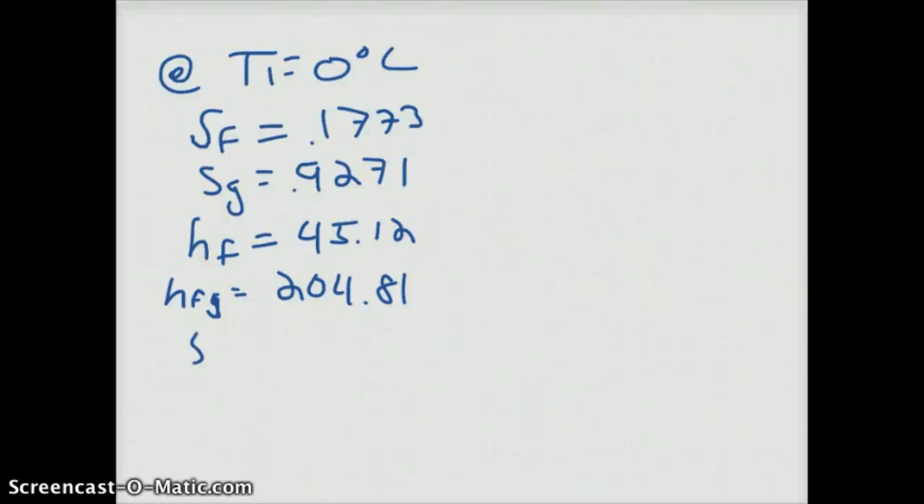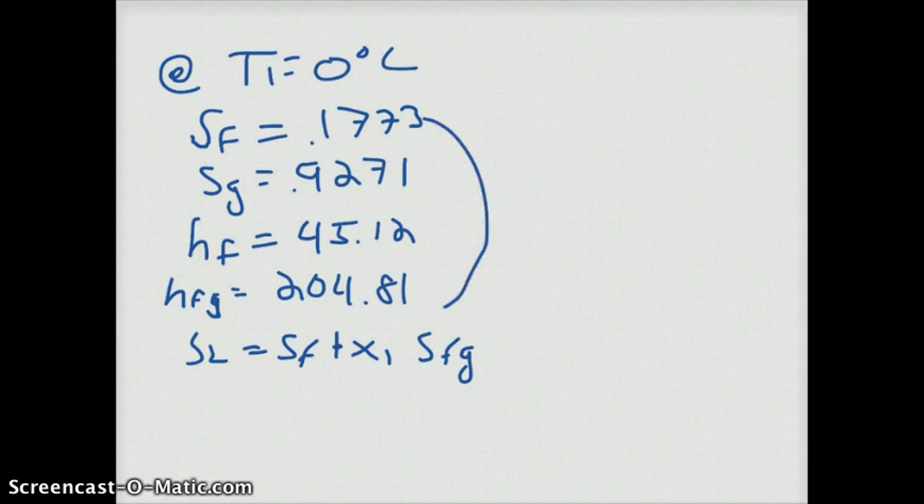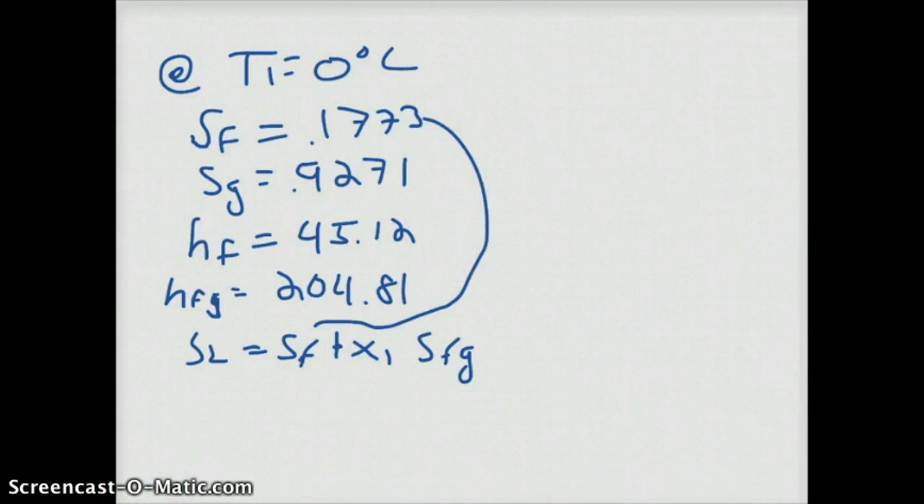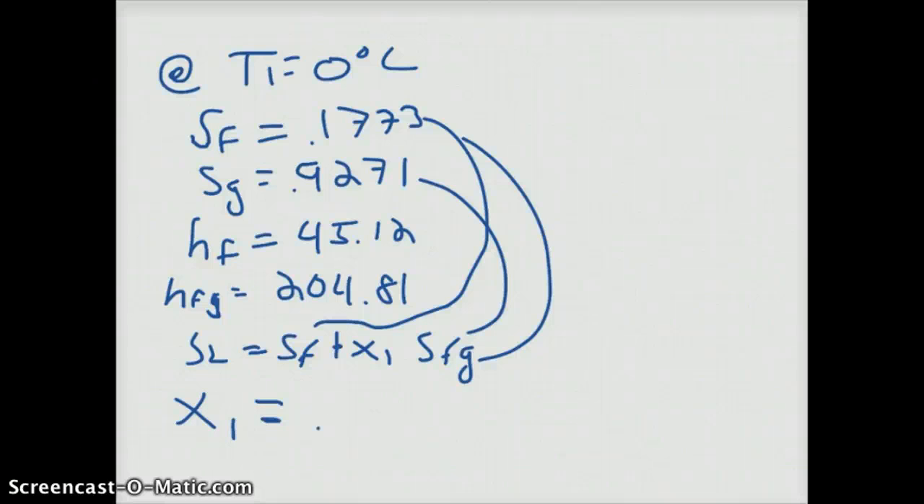So we're going to use this equation. So we plug in these values, plug it here. Our S2 we already know to be 0.8842. We plug this here, minus this. So after solving for x1, we get that our quality at state 1 is going to be 0.9428.